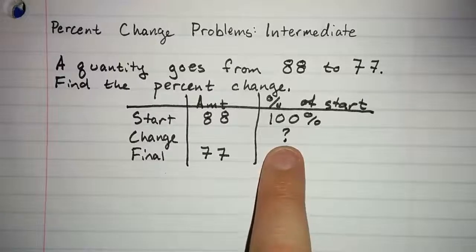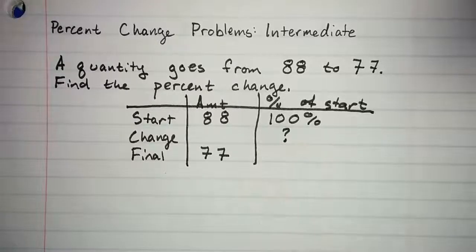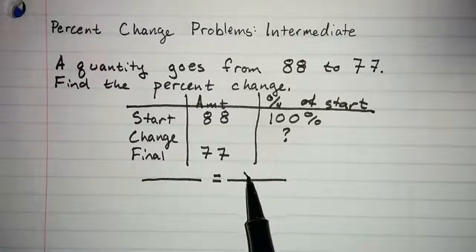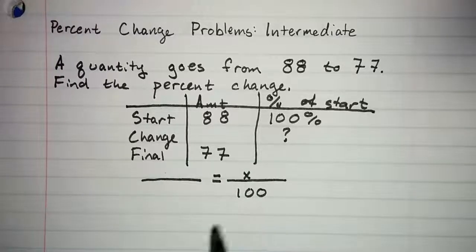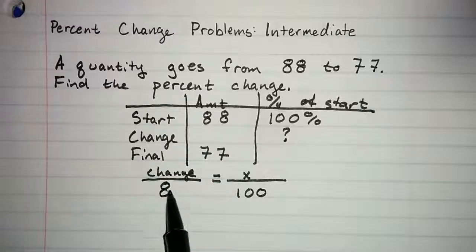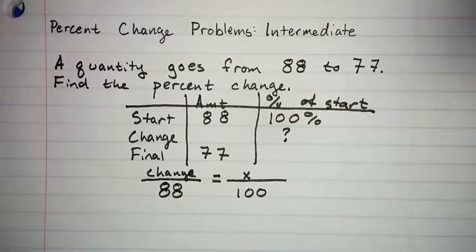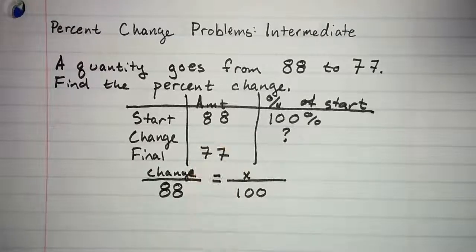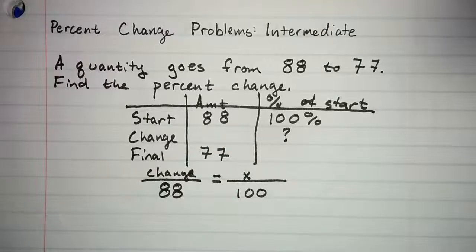We'd like to be able to set up a percent proportion to find this. We'd like to be able to write x over 100 is the change over the start. That's what we'd like to do. Unfortunately, we don't know what the change is, right? But we know how to find it, don't we? We can just do subtraction.